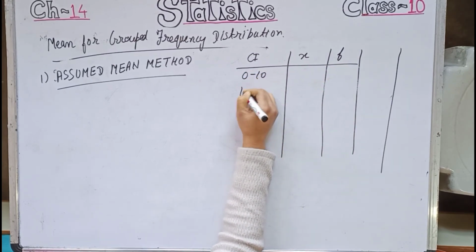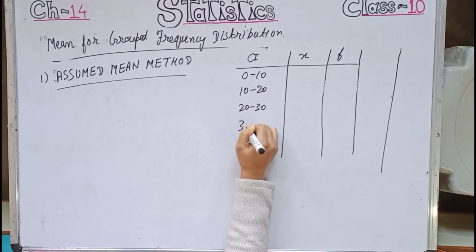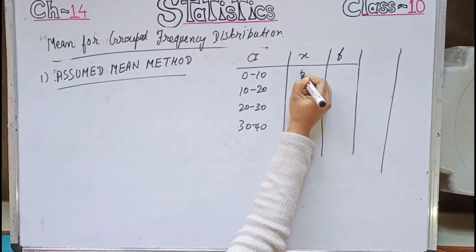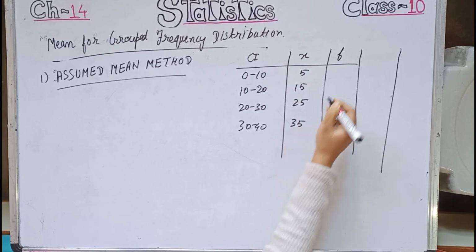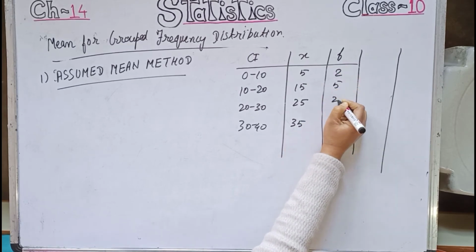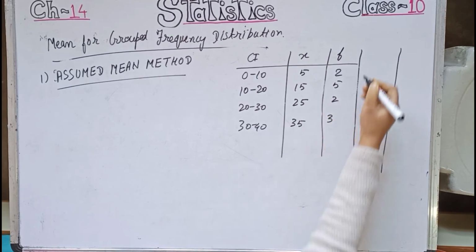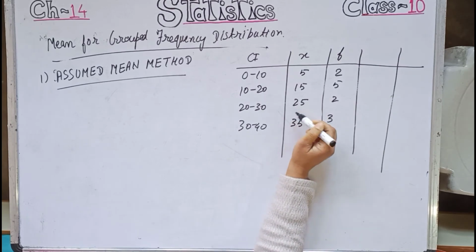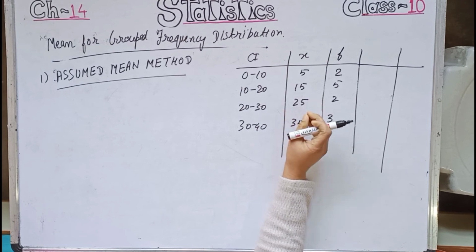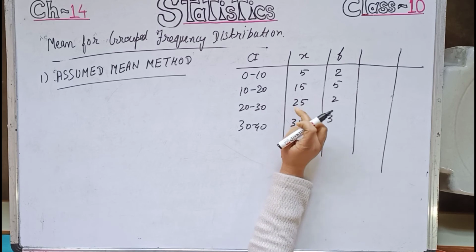These two columns are given in the question paper. So 0 to 10, 10 to 20, 20 to 30, 30 to 40, suppose. Over here 5, 15, 25, 35. Frequency randomly, whatever we wish, I am writing. Okay. Now we have to assume a mean over here. Now mean, we always assume the middlemost. Okay? I will be trying to assume the mean which is in the middle.